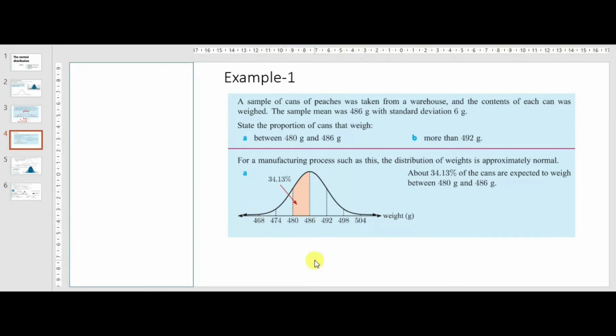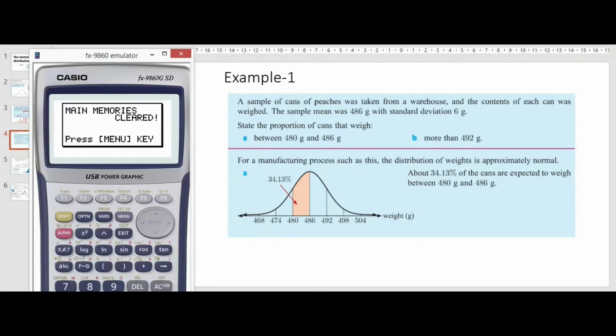And this is the diagram we get. And if you recall from the first diagram, each area has a certain percentage. So from this diagram, you can see that the proportion of cans that weigh between 480 to 486 is under this curve in this area, and that accounts to 34.13%. I'll show you how to work it out using a calculator. In many exams, calculators are allowed, so let's dive straight in and use the calculator to do it.